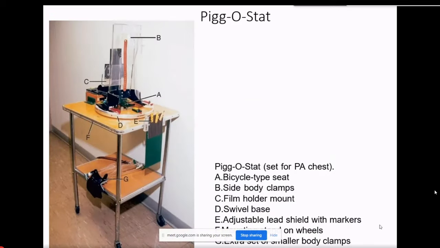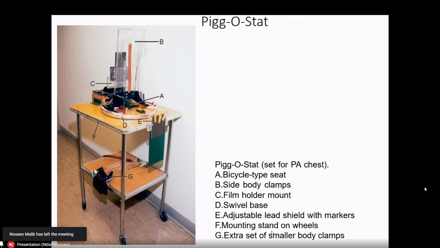The second device we use is known as the Pigg-O-Stat. This is the most common device that we use for pediatric radiography. It is somewhat difficult to use, but it is a more convenient way to get better image quality in pediatric radiography. Here are the details of the Pigg-O-Stat. A is the bicycle-type seat. Next we have the side body clamps. Then we have a film holder, and D is the swivel base. E is an adjustable lead shield with markers, and F is the mounting stand on wheels. Next, G is the extra set of smaller body clamps if required.